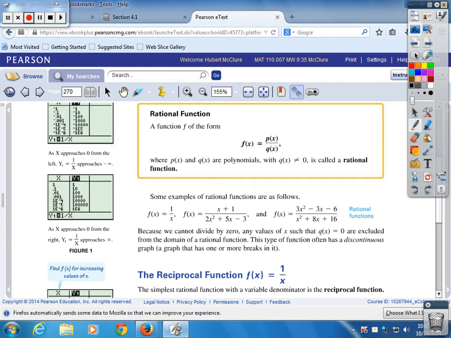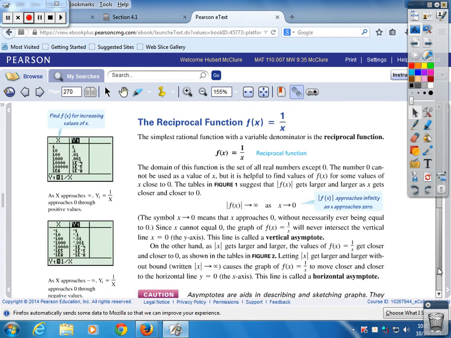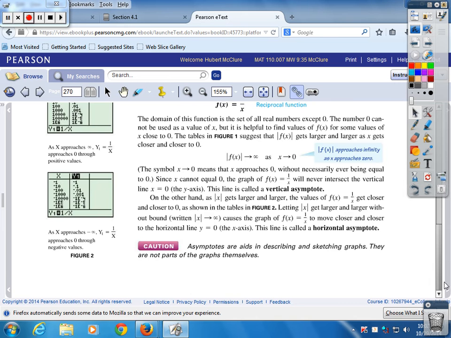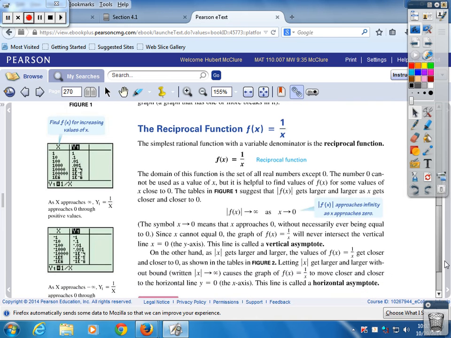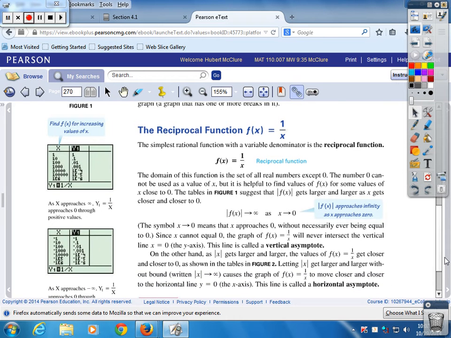And they're talking about the reciprocal value of 1 over x. Well, basically that comes from f of x is equal to x over what? That's where it comes from. What's the reciprocal of 1 over x? Or x over 1? So, graph this one and graph this one.